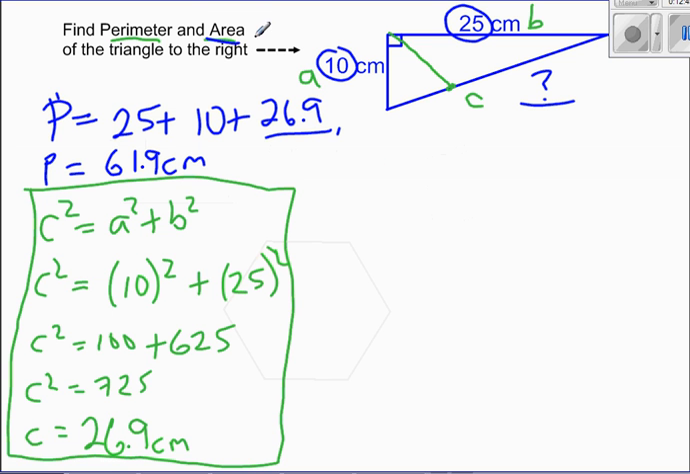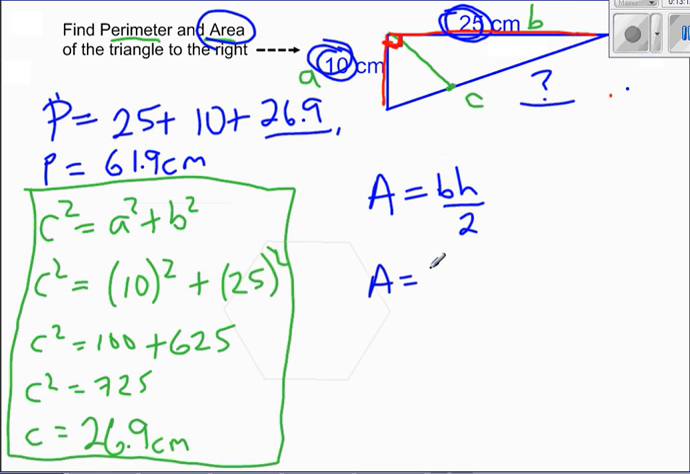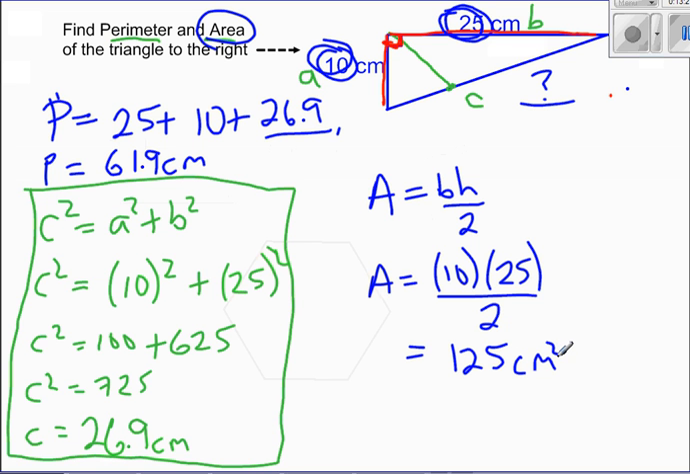We also needed to find the area of this triangle. So we remember that the area is base times height divided by 2, or if you don't remember, that's why you have a formula sheet. But we do remember, most importantly, that base and height are the two sides that meet at a 90-degree angle. So this side and this side must be base and height. It completely does not matter which one you think of as base and height, as long as you know that you have to multiply 10 times 25. So 10 times 25 and then divide by 2 is 125 centimeters squared. So there's my perimeter, there's my area, and here's the math where I use the Pythagorean theorem to help me.